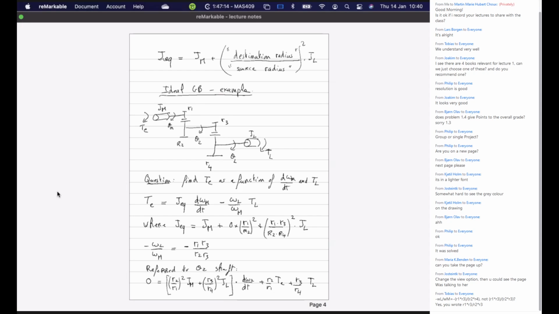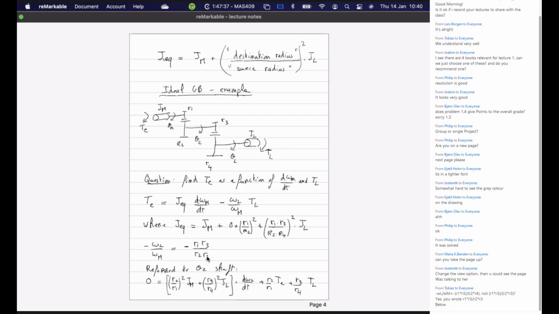And I wrote something wrong then. I wrote R1 R3 divided by R2 R4, but you see that I wrote R1 R3 divided by R2 R3. Then it's a mistake, it's a 4 here.